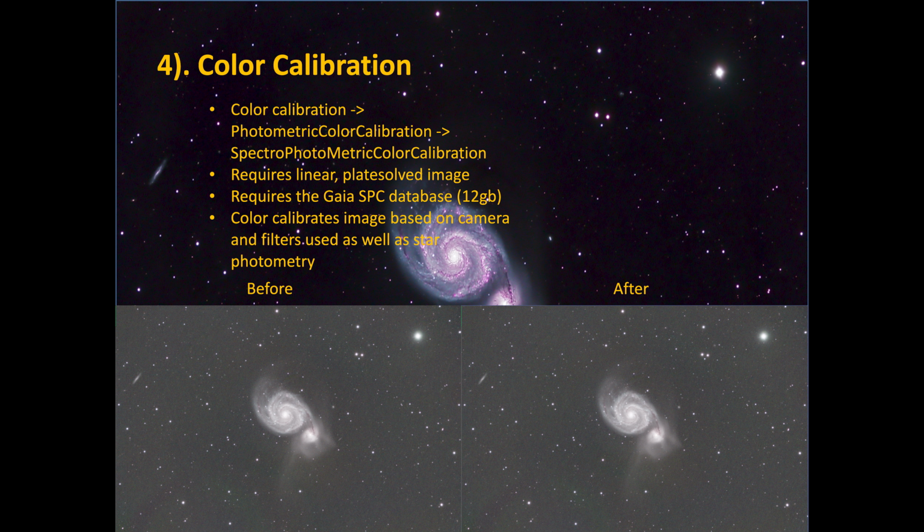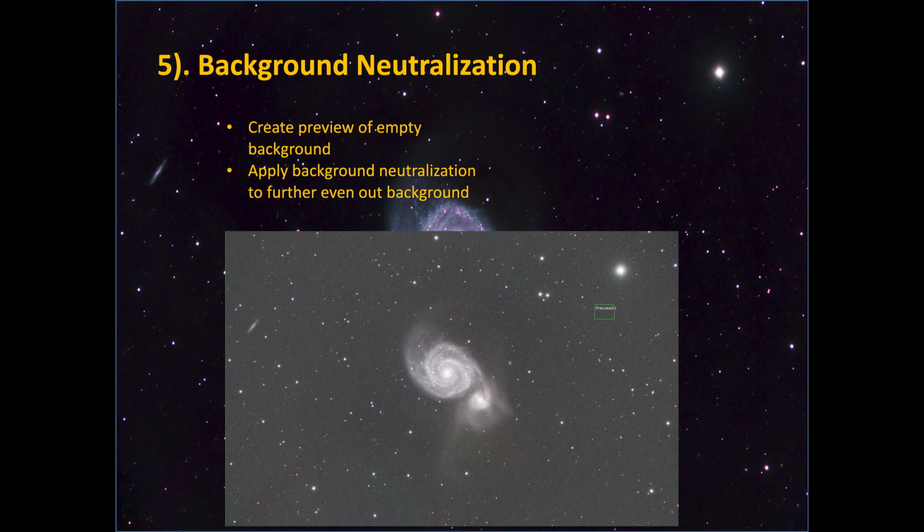Finally, there's background neutralization here. Not a ton to say about this. Essentially, you're just grabbing, like I previewed there, a section of clean background. You're pointing background neutralization to that, and you're applying it. What that's going to do is, if there's any oil slick or any unevenness to your background, it's going to try to flatten that out. Some of these other tools have more impact, I promise.